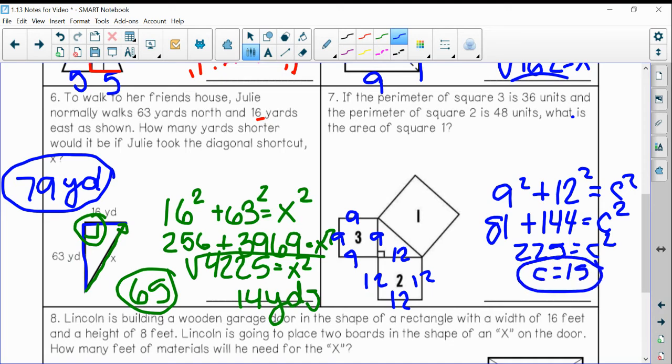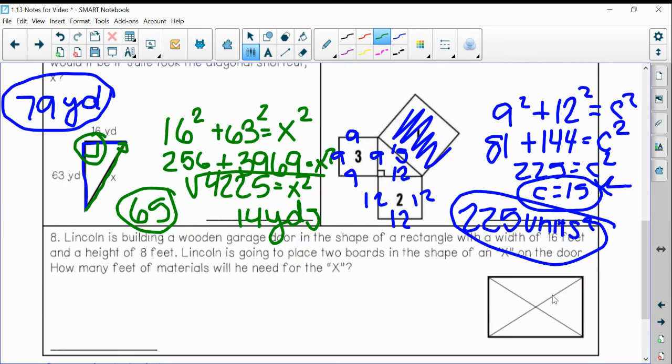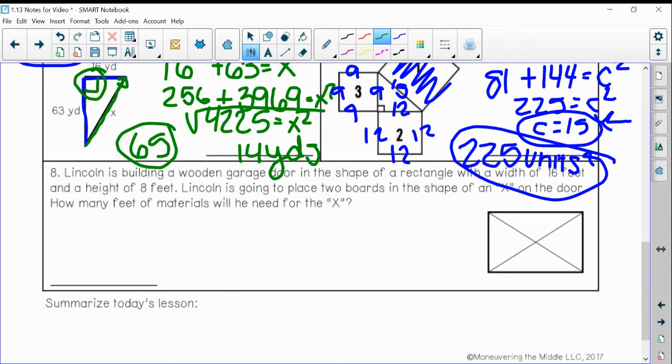And I could have left it squared because we know that the area is side squared. So 15 times 15 is going to give me the area being 225 units squared. So if they wanted the side, it's 15. If they wanted to know the area, we have to square the side to get 225, because 225 units squared is what they asked for. All right, so then our last one.